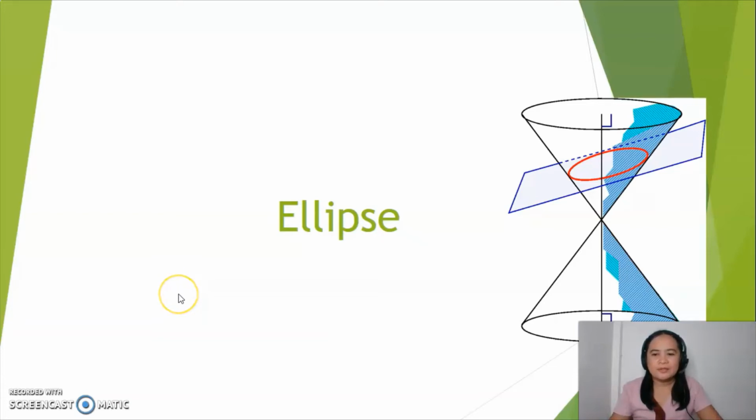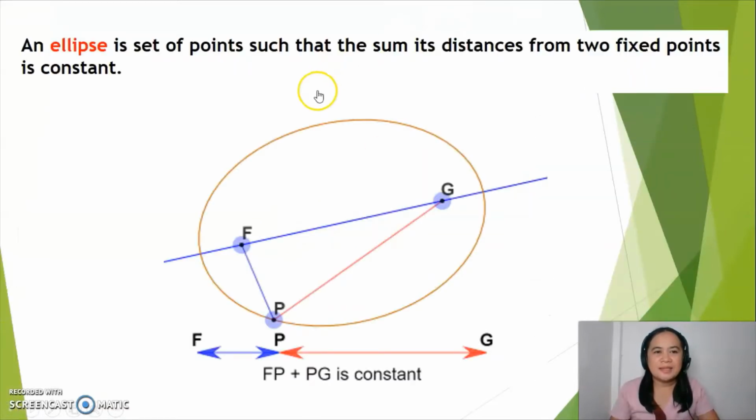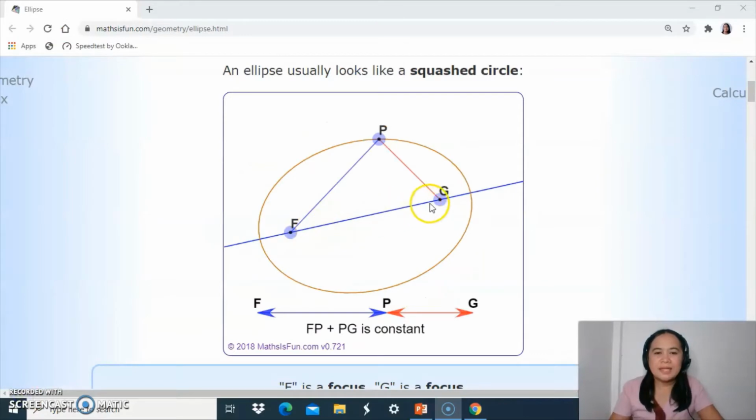Hello everyone. For today, we will be learning all about ellipses. An ellipse is a set of points such that the sum of its distances from the two fixed points is constant. Now take note with this ellipse, the two fixed points are F and G, which are considered the foci. This point P here is on the ellipse.